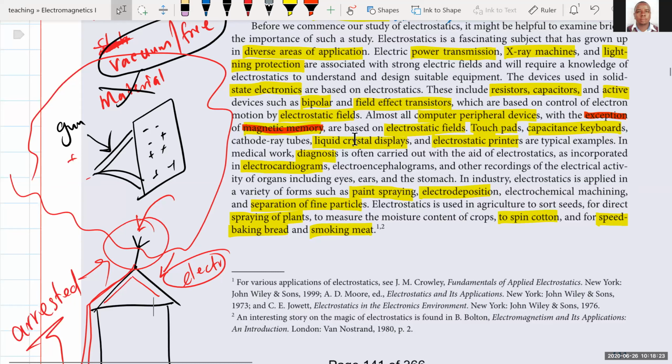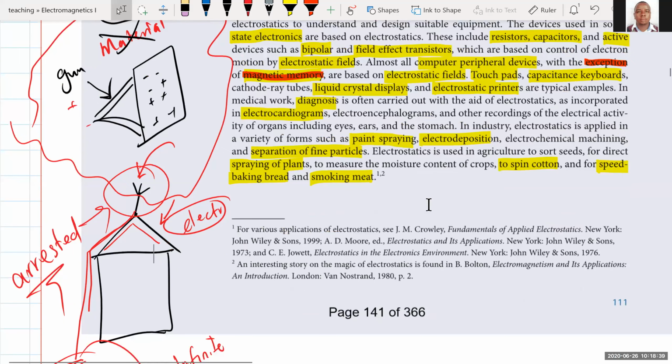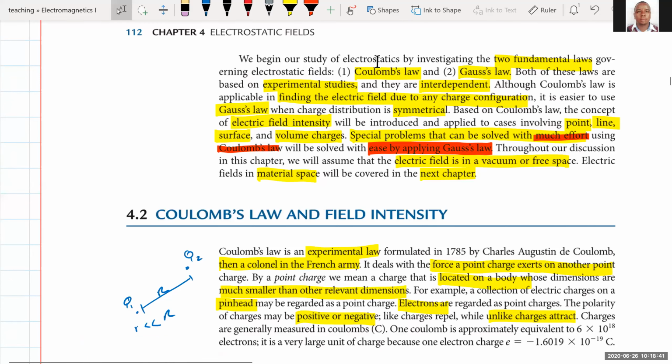Of course, there are many concepts that you can read through. We don't need to go through them in entirety, but if you go through those short highlights, you can see how applicable electromagnetics or electrostatics is in everyday life. So we begin our study of electrostatics by investigating two fundamental laws. The first one is Coulomb's law that we are going to be discussing today, and Gauss's law that we are probably going to be discussing next week.